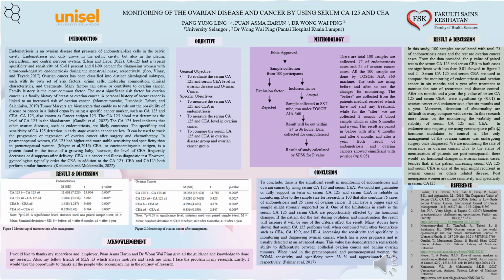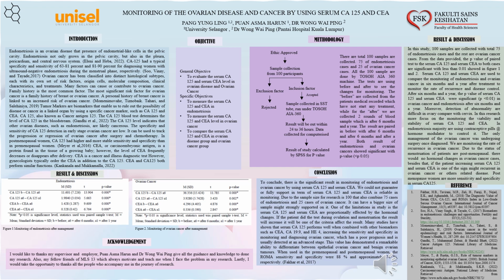We are monitoring the rate of recurrence in ovarian cancer, as the menstruation status of these patients is postmenopausal. There were no hormone changes in ovarian cancer cases. Besides that, if the patient has increased serum CA125 and CA, it is one of the signs of possible recurrence of ovarian cancer or other related disease. Postmenopausal women show more sensitivity and specificity in serum CA125.